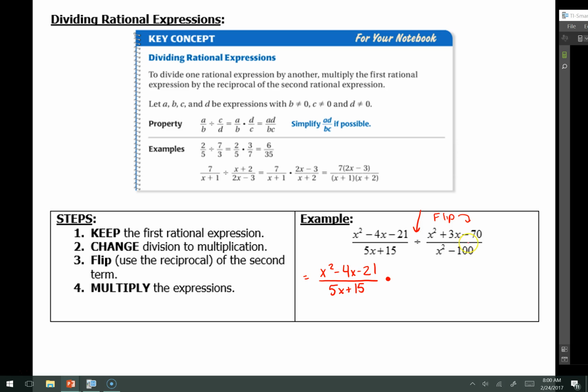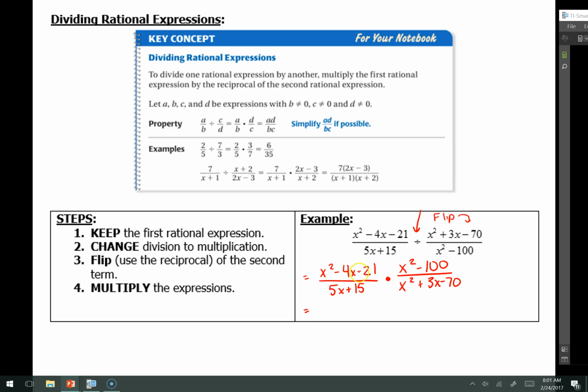So the numerator and denominator are trading places. That's x squared minus 100 divided by x squared plus 3x minus 70. All right, so now this is a multiplication problem, just like what we were just doing. So let's factor everything and then see what divides out.